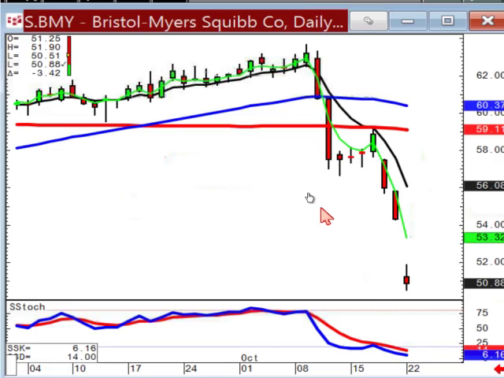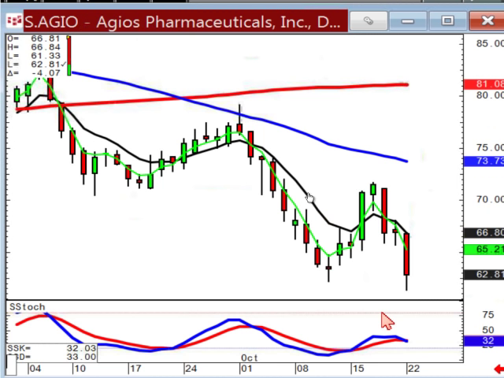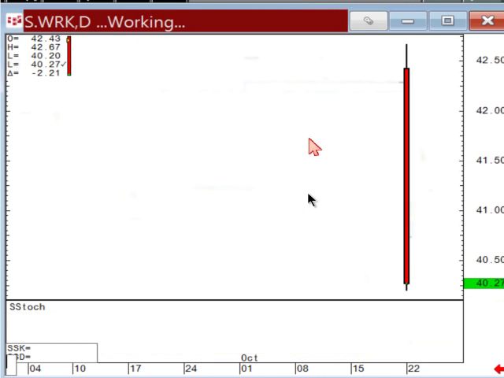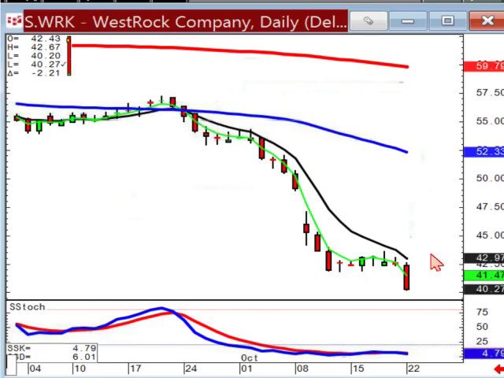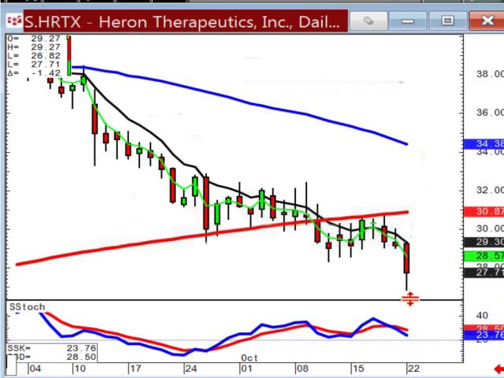Only about 3 away. Evening star signal, doji sandwich. Another one that's got a high probability of going into wave 3 to the downside. WRK. Failure. Wave 1, wave 2, going into wave 3. And HRTX. Slow curve, breaking down to the downside.